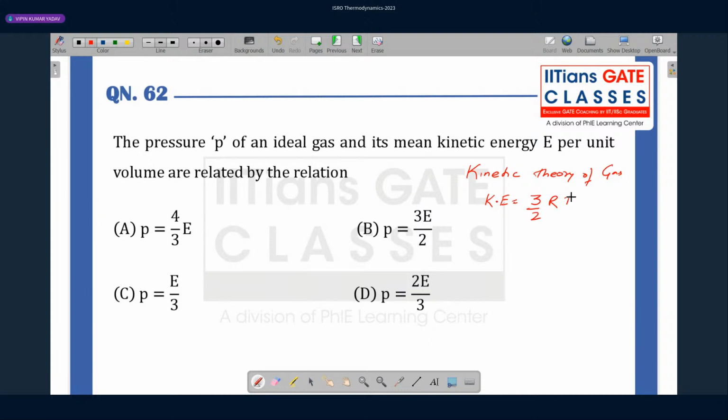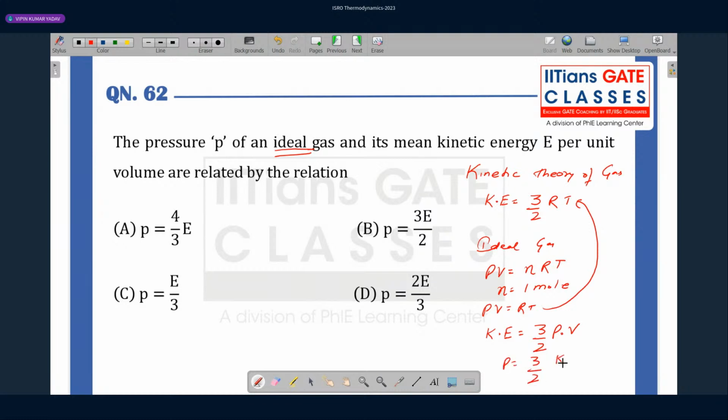Now, you see it is an ideal gas. So because it is an ideal gas, I can say PV is equal to nRT. Now I am taking n equal to 1 mole only. So I can say PV is equal to RT. So I can replace RT with PV. I can say kinetic energy is equal to 3 by 2 PV.